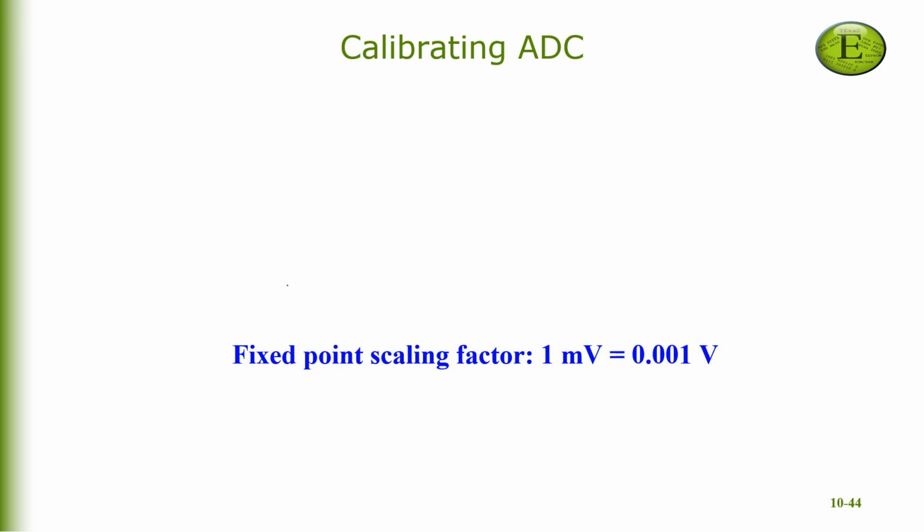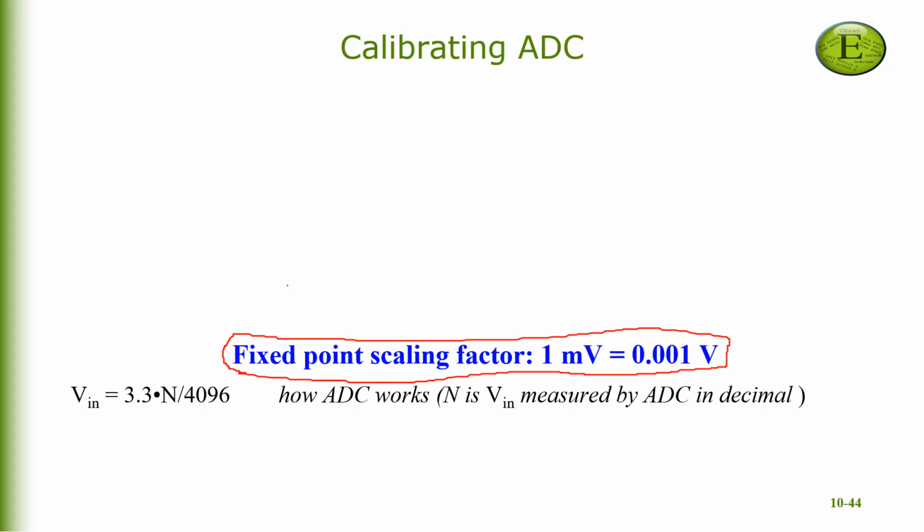We're going to utilize what we call the fixed point scaling factor, taken as 1 millivolt. It's very close to the resolution of the ADC. And what we do is say that any analog input voltage Vin can be approximated as follows: 3.3 times n over 4096.